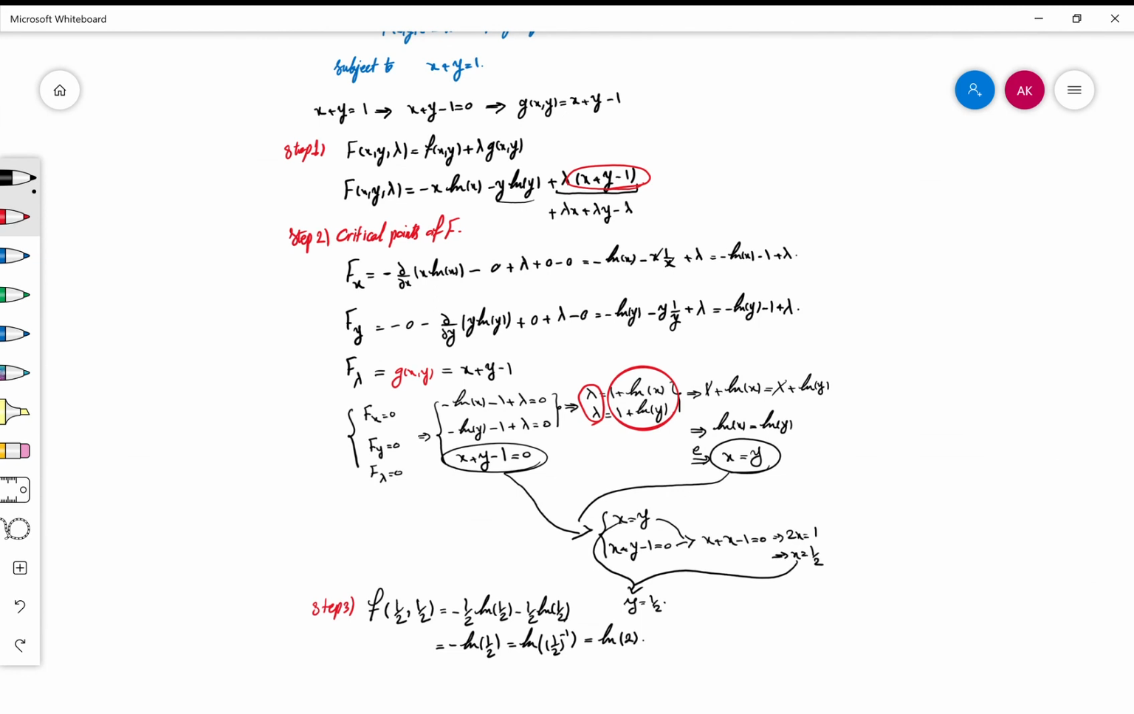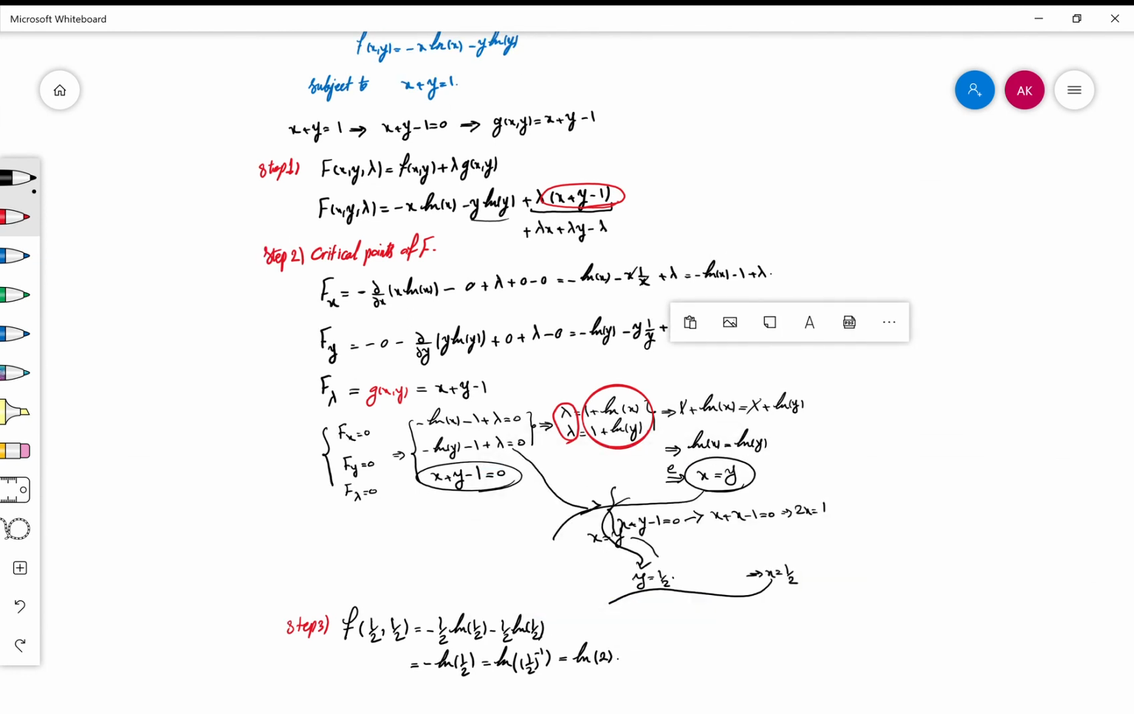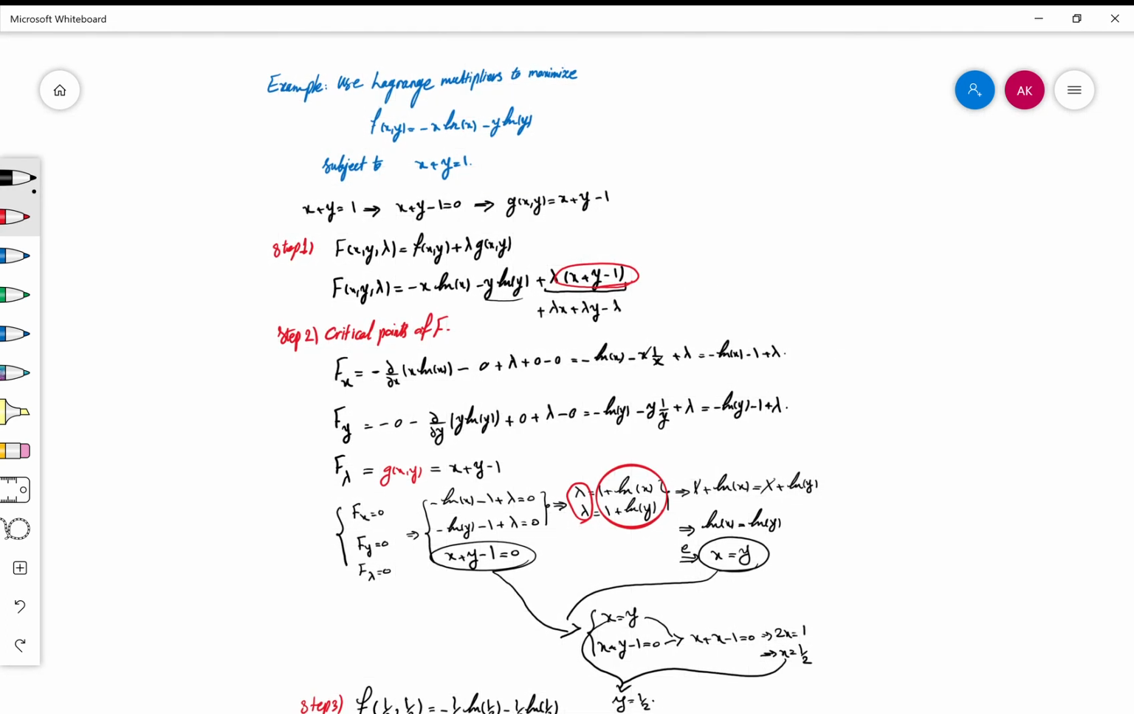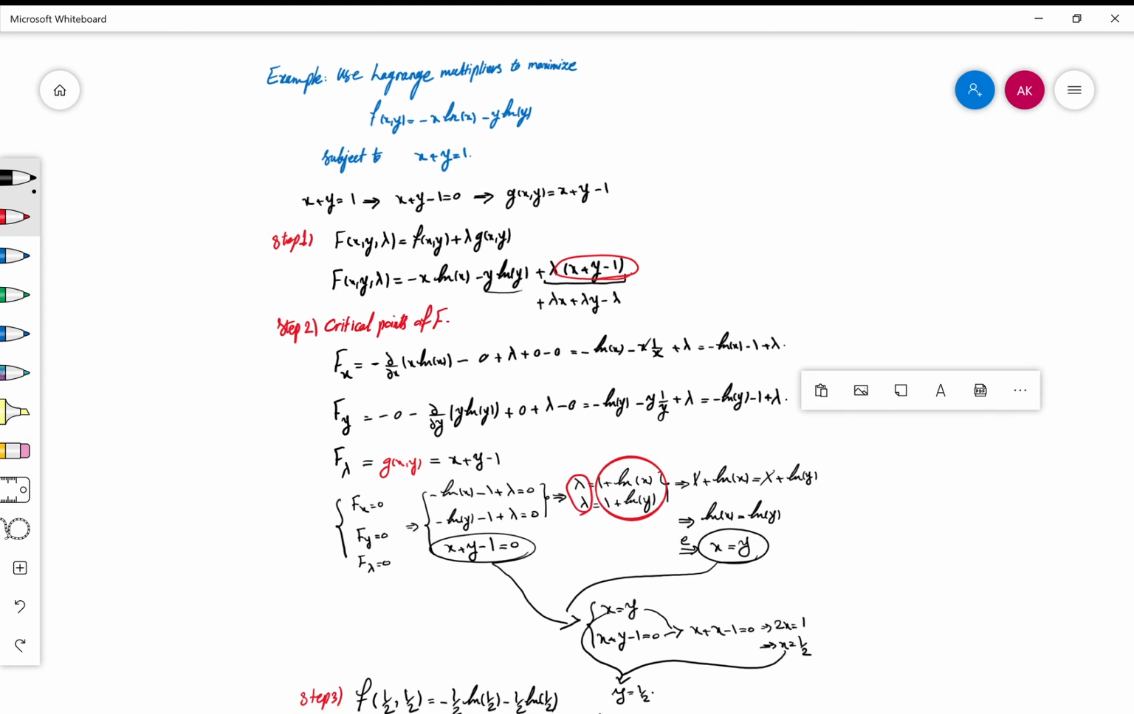This function is actually a famous function. It is called the entropy function of probability densities. But what is important here is that we did use the Lagrange multipliers. In step 1 we defined F, in step 2 we found the partial derivatives and the critical points, and in step 3 we plugged into our function.